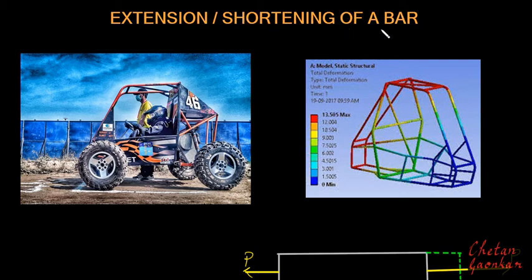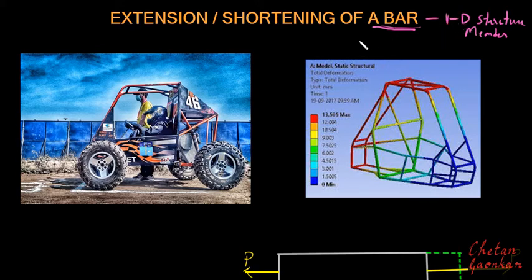Let us try to understand what will be the extension or shortening of a bar. And to understand this, first let us try to understand what a bar is. Now, a bar is a 1D structure member. Alright. Now, why do we call it a 1D structure member?